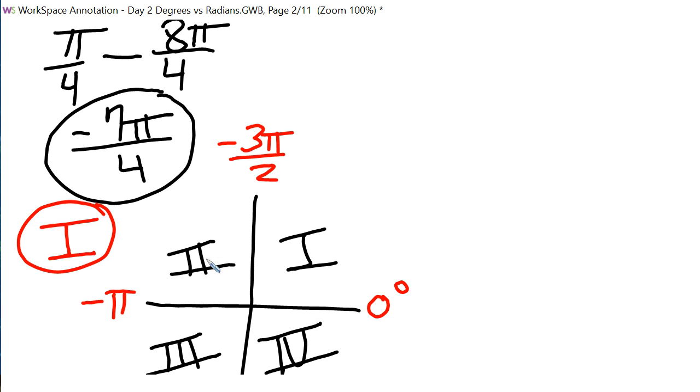So this was negative 1 pi over 4, 2 pi over 4, 3 pi over 4, 4 pi over 4, 5 pi over 4, 6 pi over 4, and negative 7 pi over 4 would be right here in the middle of quadrant 1.